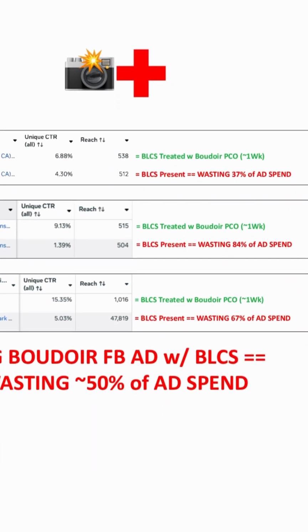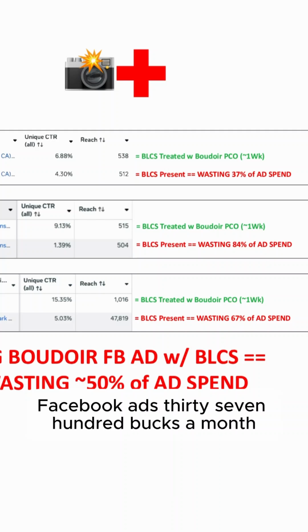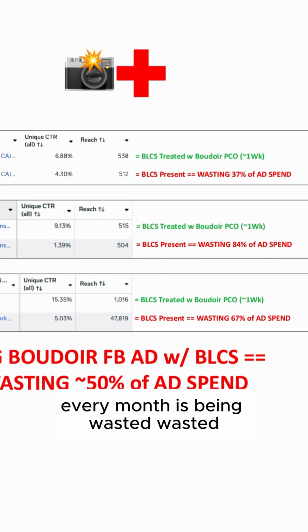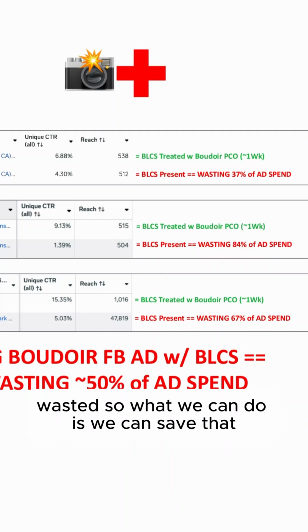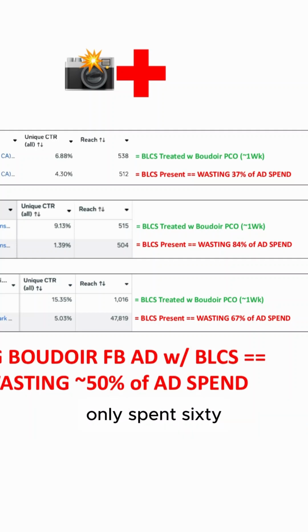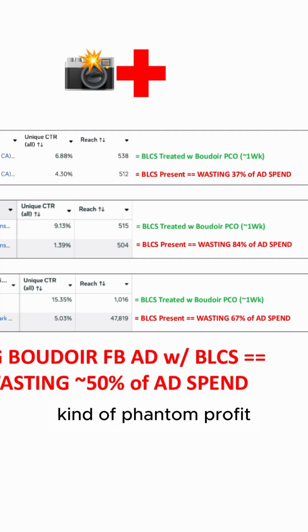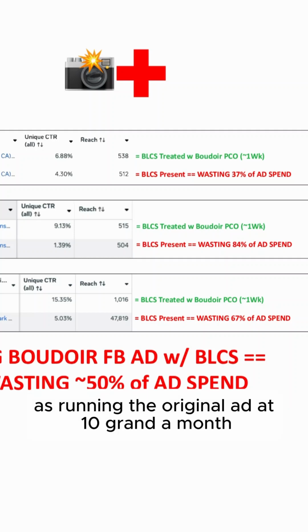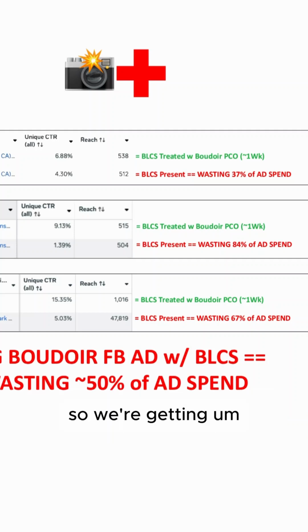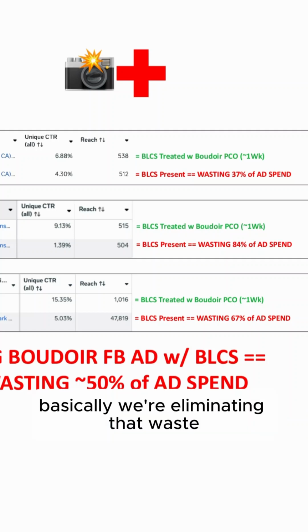So if they're spending 10 grand a month on Boudoir Facebook ads, 3,700 bucks every month is being wasted, wasted, wasted. So we can eliminate that wasted ad spend and only spend 6,300 bucks a month on the new Boudoir Pico treated ads. Pocket that, about 40 grand over the next 12 months, phantom profit back in the business owner's pockets. And that will get our ad into the same number of women's brains as running the original ad at 10 grand a month. We're basically eliminating that wasted ad spend and putting it back in our pocket.